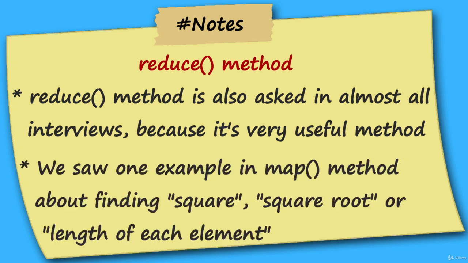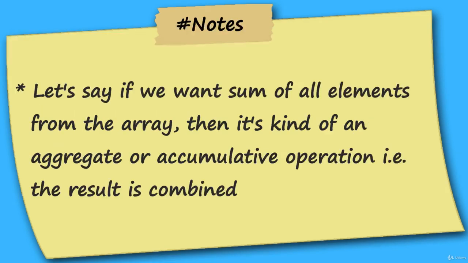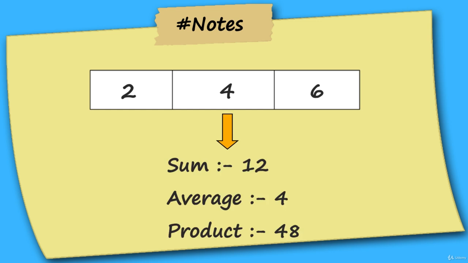We saw one example in the map method about finding square root or length of each element. In all these operations, there is one thing common. If you have 10 elements, there will be 10 results. But let's say I ask you to get the sum of all elements, then it's kind of an aggregate or accumulative operation. That is, the result is combined. So the reduce method loops through all the elements and helps you to get one combined result, like sum or other accumulative calculations. For example, product or average.